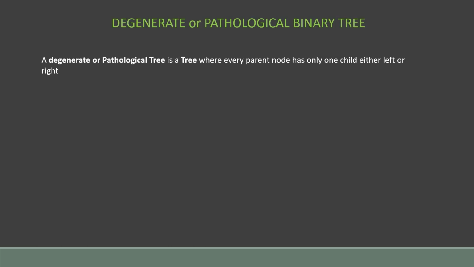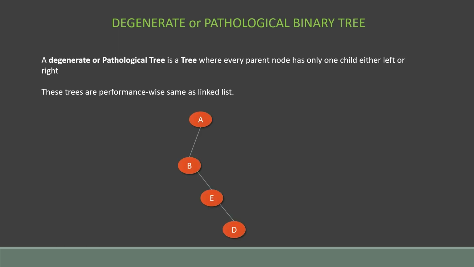A degenerate or pathological tree is a tree in which every parent node has only one child, either left or right. These trees are performance-wise the same as a linked list. This is an example of a degenerate or pathological tree, in which we can see that each node has only one child, either left or right. We can also see this as a kind of linked list, so the performance is the same as a linked list.